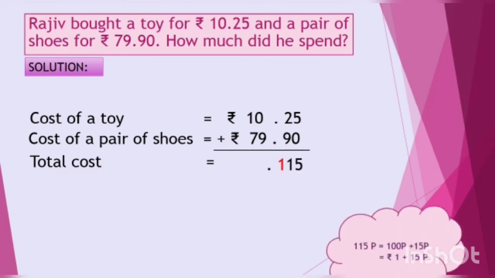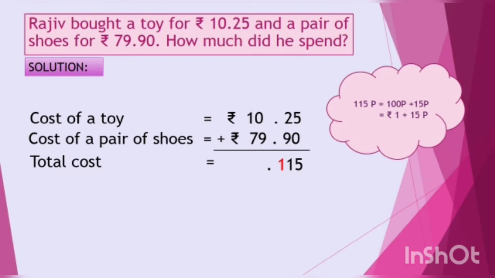115 paise. 115 paise can be written as 100 paise plus 15 paise. Children, again we know 100 paise is equal to rupee 1. So 1 will be carried over to the column of rupees.